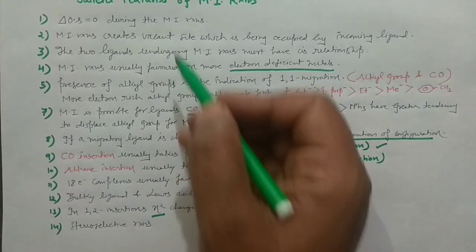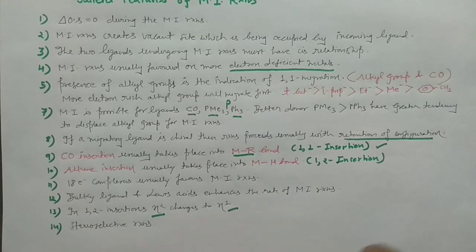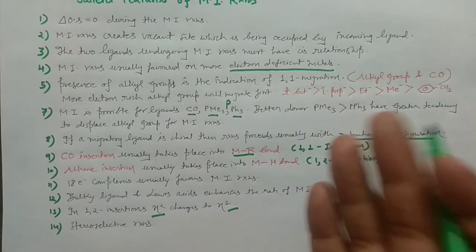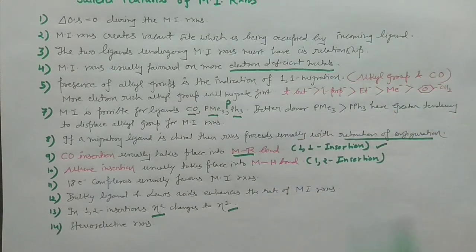Okay, and of course migratory insertion reactions, whether you are doing 1,2 insertion or 1,1 insertion, they are always stereoselective reactions. And stereoselective reaction, I have made a lecture on this. If you don't know what stereoselective reactions are, and if you have a little doubt on the explanation of this, then you can type in the YouTube search bar stereoselective reactions by Tetrahedron Chemistry Classes. Then you will find a very beautiful explanation for this one.